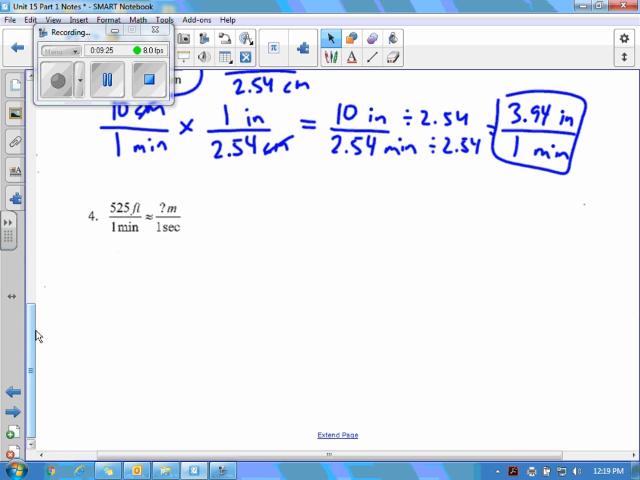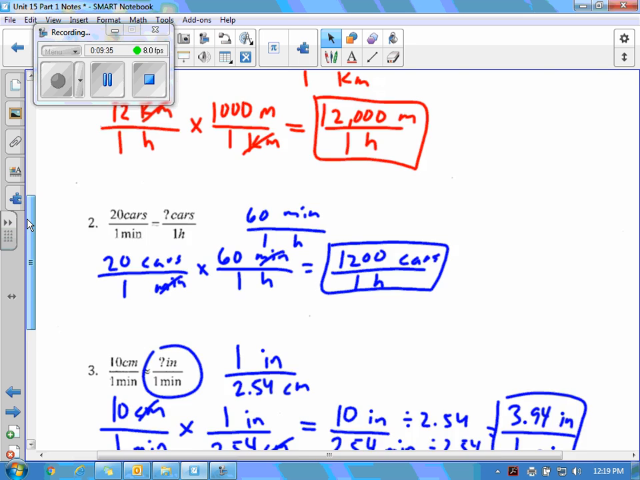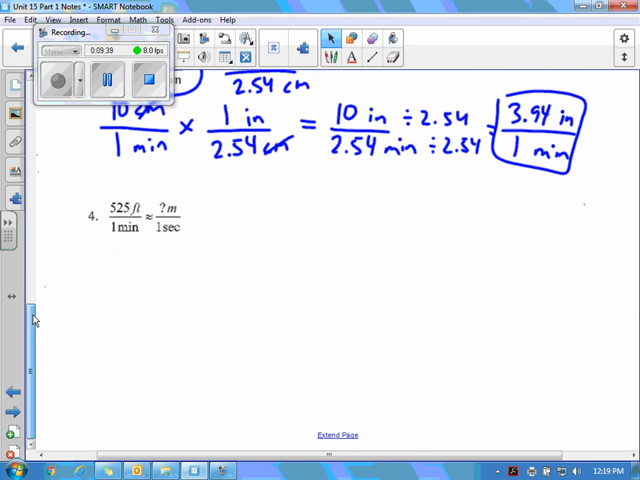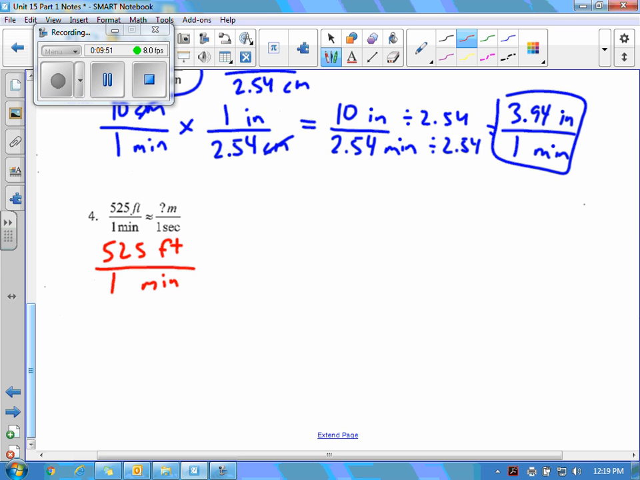Looking down at number 4, it says 525 feet over 1 minute is approximately how many meters over 1 second. So if you notice, in 1, 2, and 3, we were only changing one of the units. In number 4, we're changing both. Feet are becoming meters, minutes are becoming seconds. So we have to do more steps for this one. We're going to start the same way, though, by just rewriting 525 feet over 1 minute.